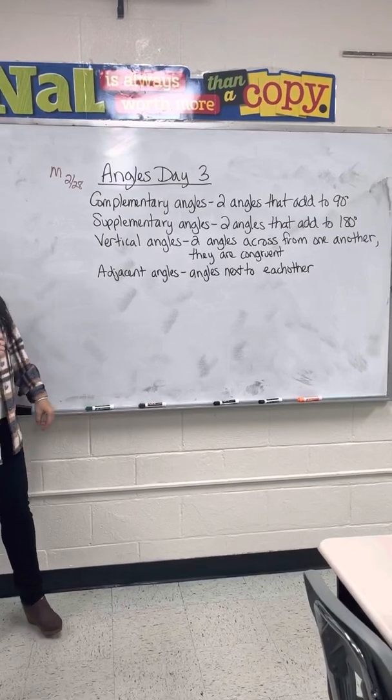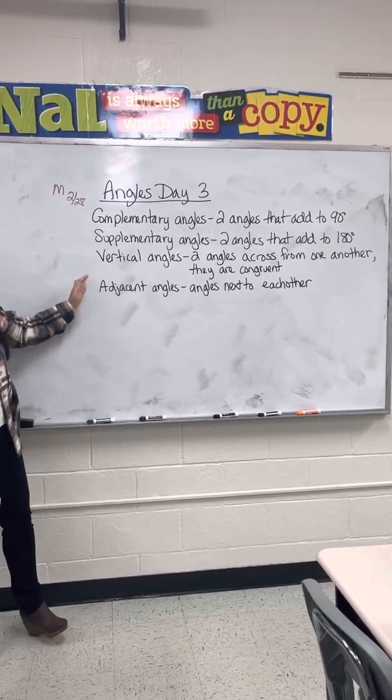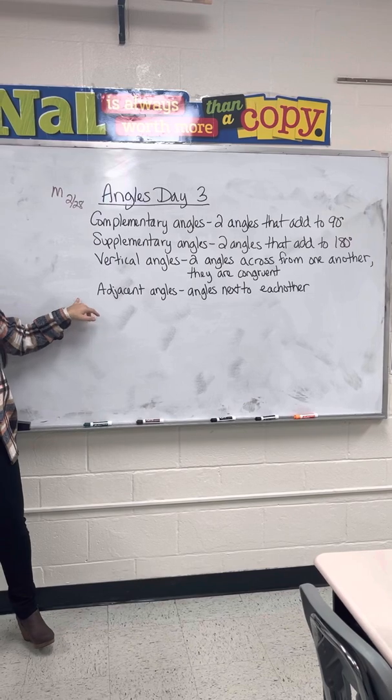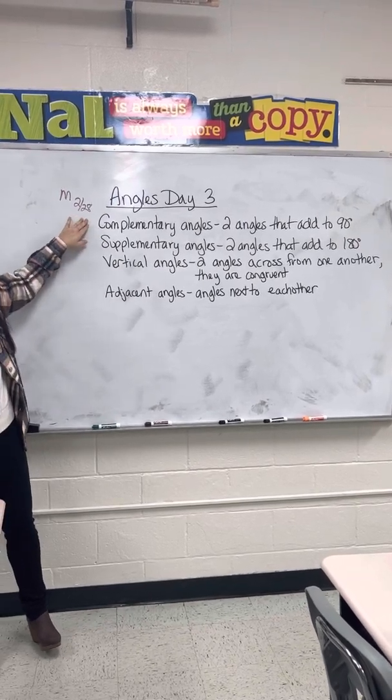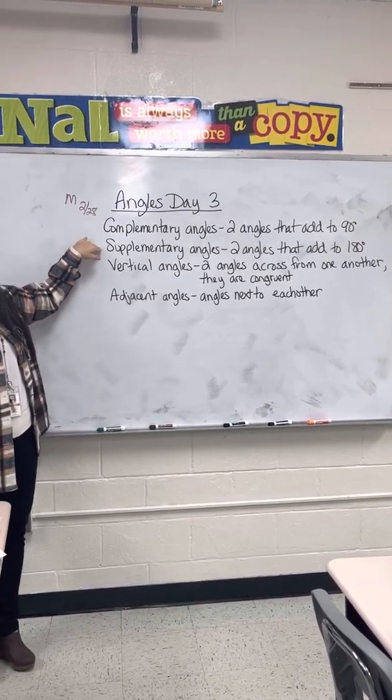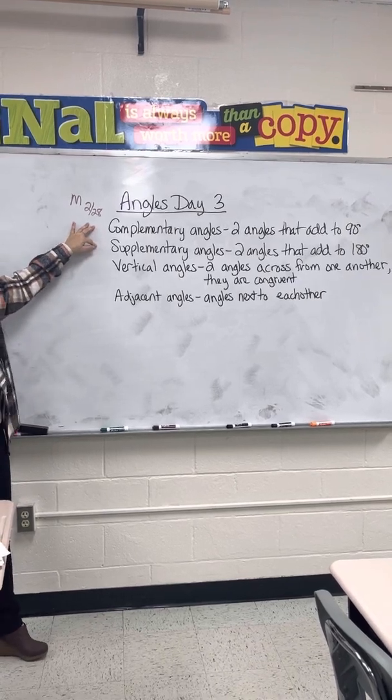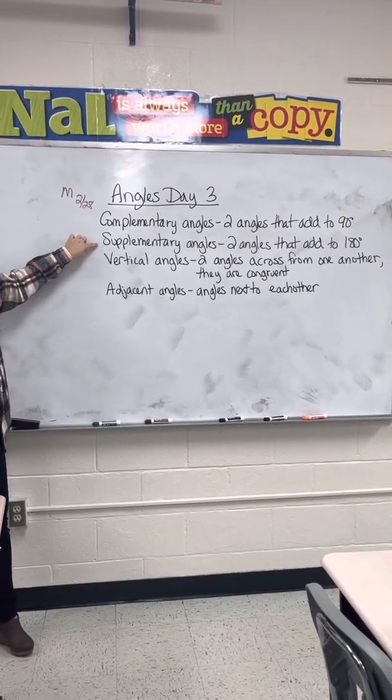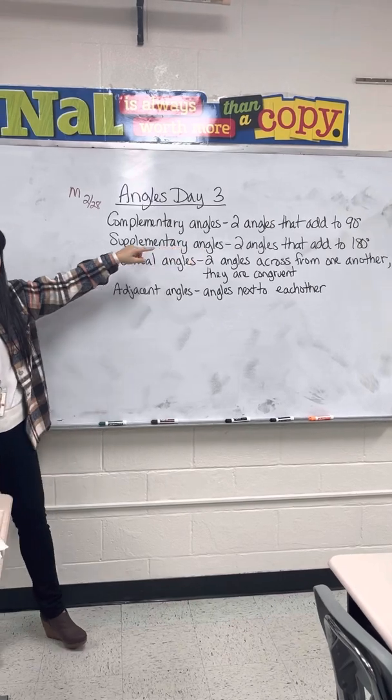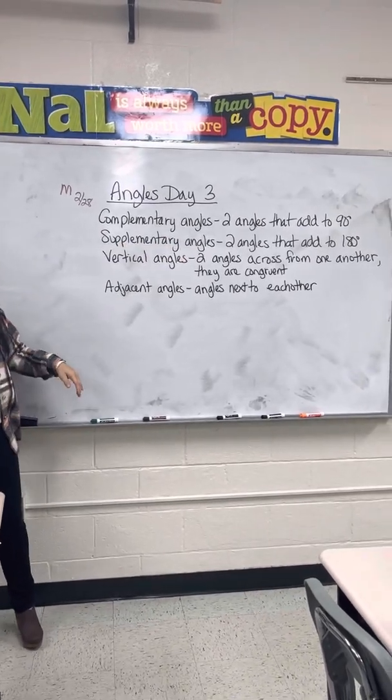Okay, day 3 with angles. These are review. If you don't already know these terms, please make sure you memorize them. Complementary angles add to 90. Supplementary angles add to 180. Remember the trick to remember these is C comes before S and 90 comes before 180. However you want to remember it, make sure you remember the difference.